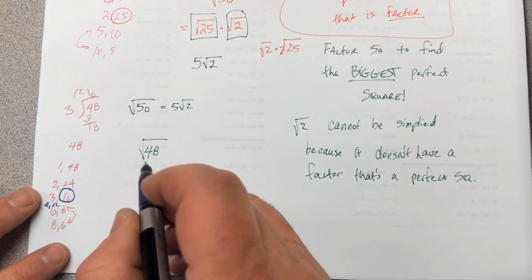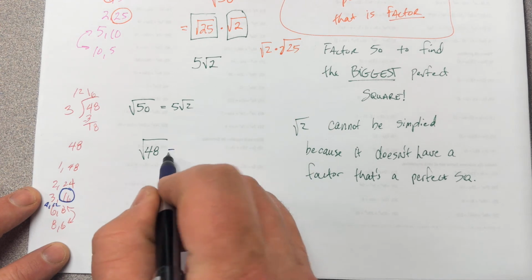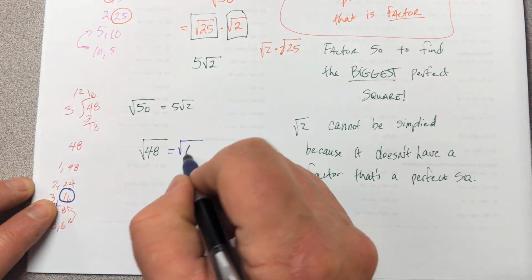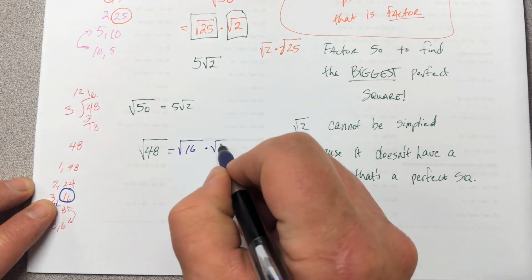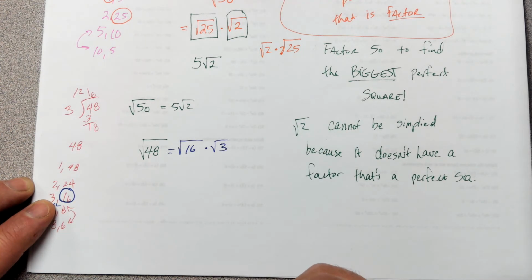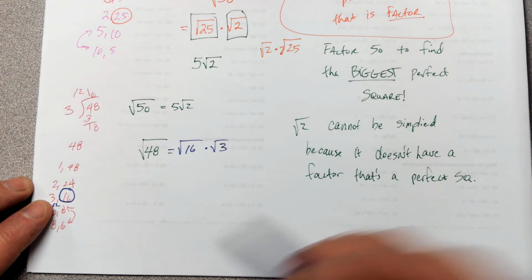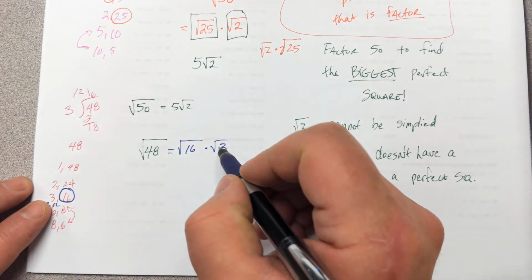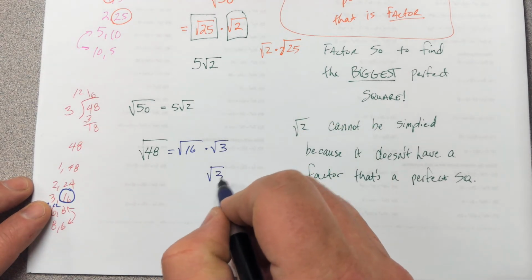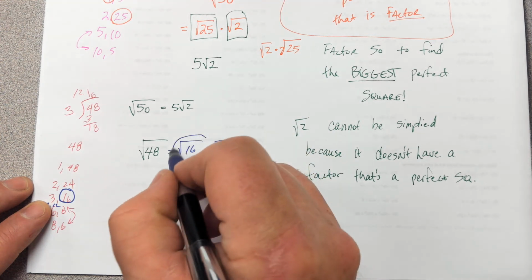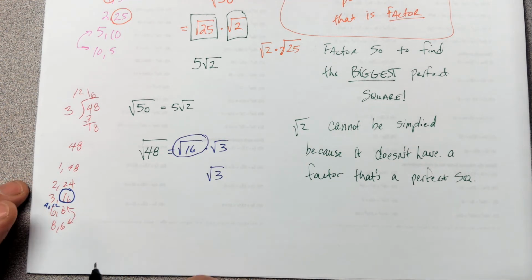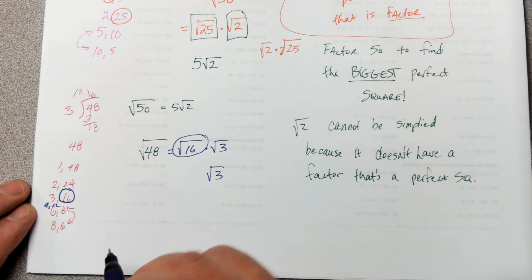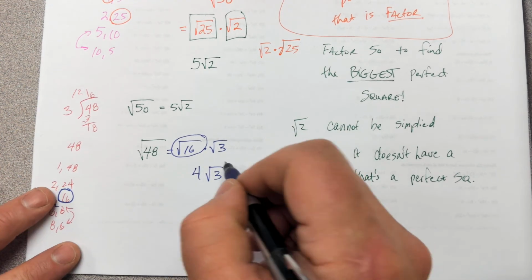Here's what we're going to do. We're going to write this as the square root of 16 times the square root of 3. Now, nothing goes into 3 that's a perfect square. That means that the square root of 3 can't be simplified, so that's going to stay the same. But this number is asking what times itself is 16. And I think you guys all know that's 4. So that's your answer.